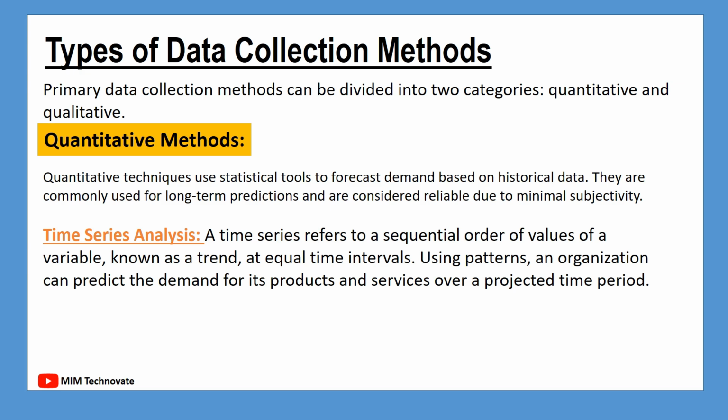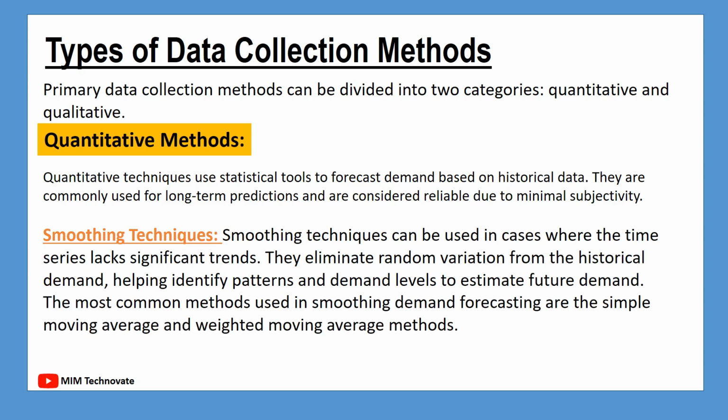Smoothing techniques. Smoothing techniques can be used in cases where the time series lacks significant trends. They eliminate random variation from the historical demand, helping identify patterns and demand levels to estimate future demand. The most common methods used in smoothing demand forecasting are the simple moving average and weighted moving average methods.